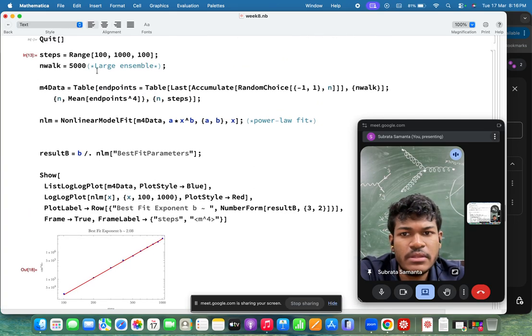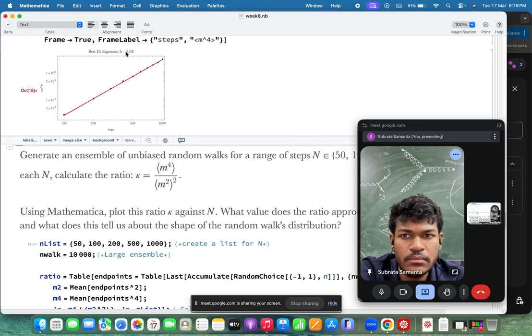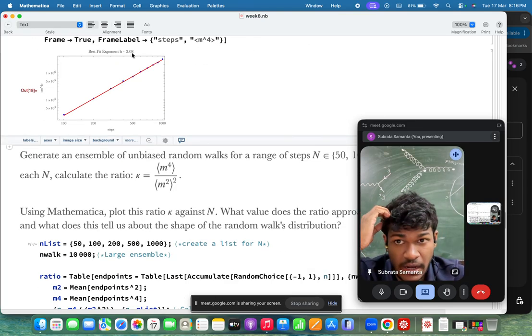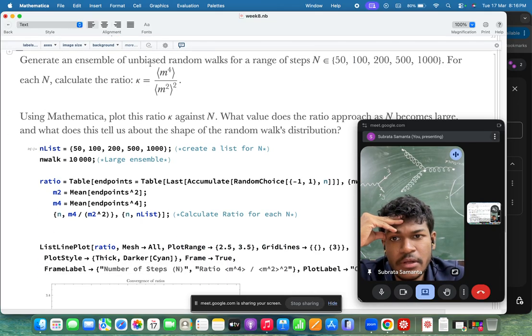So, by the way, this is clear, right. How does this scale? How the average of m to the power 4 scales with the number of steps, it's basically n square, right. So, you just see. It is around 2. So, now I calculate the ratio.